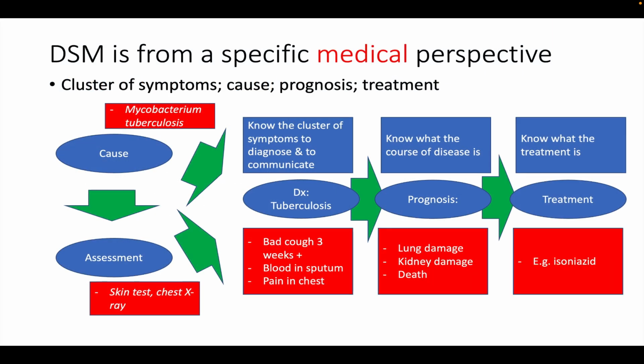I want to bring your attention to what a medical model typically looks like. There are typically a cluster of symptoms, and then there's a cause, which leads us to assessing. The assessment helps us understand the cause and prognosis. So for example, there is a known cluster of symptoms of a bad cough for 3 weeks, blood, and pain in the chest. Then the prognosis is what the course of the disease is. It's possible to be lung damage, kidney damage, or even death.